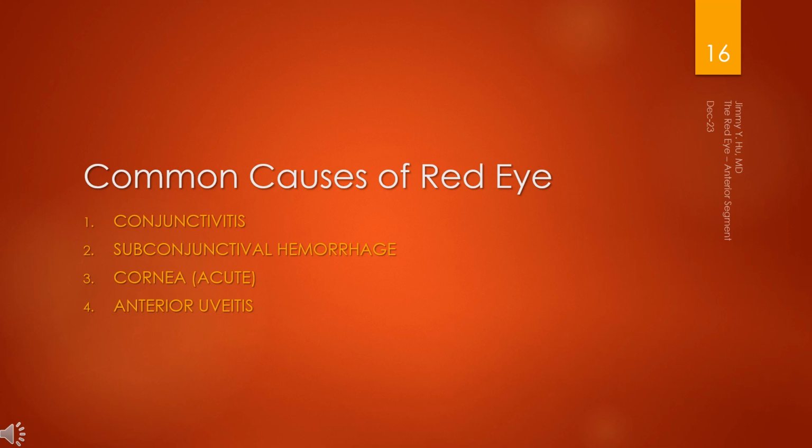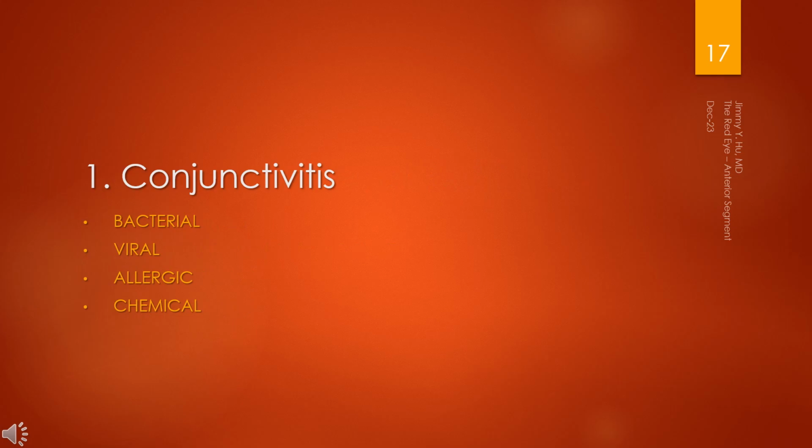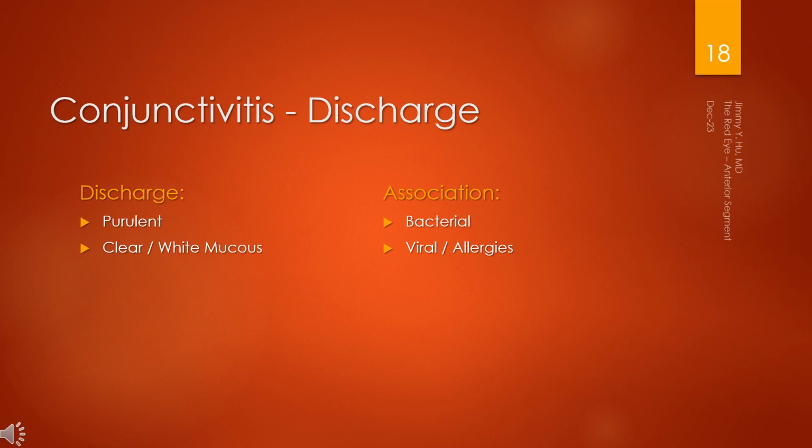So let's talk about some of the more common causes of red eye, like different types of conjunctivitis, subconj heme, corneal problems, especially the acute varieties, as well as anterior uveitis. There are different varieties and flavors of conjunctivitis: bacterial, viral, allergic, and chemical. Let's go over them. For conjunctivitis, it's often helpful to look at the discharge. Rarely you'll come across an eye that's got purulent discharge, at which point you'll often think of bacterial conjunctivitis. More often you'll come across a patient who's got clear white mucousy discharge, and you'll often think of more viral etiologies, or maybe it's an allergic reaction.